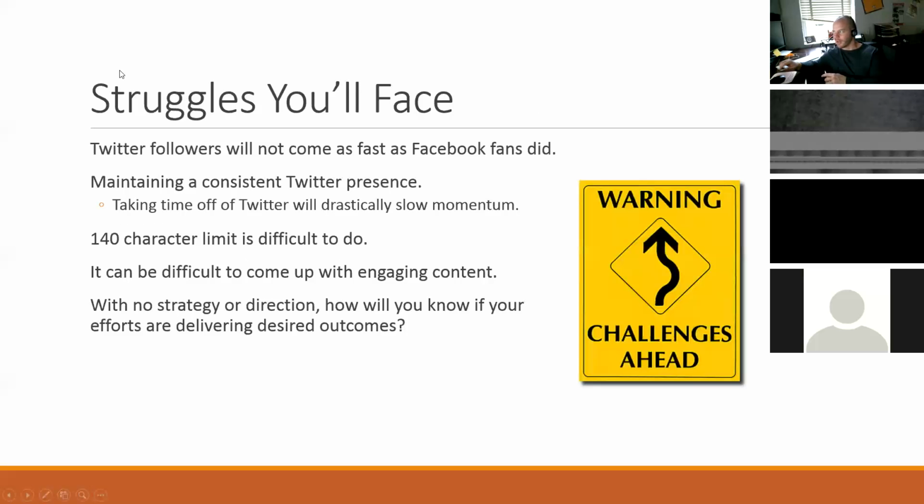And finally, our last slide: some struggles that you're undoubtedly going to face when you start up with Twitter. Followers on Twitter are not going to come as fast as Facebook fans did. We talked about that. I think Twitter's just going to progress a little bit slower. I think the conversations you're going to have on Twitter are going to be more impactful. They're going to be more meaningful to the users because it's a very personal type of social media platform, if you will.